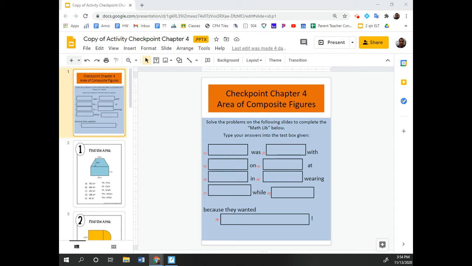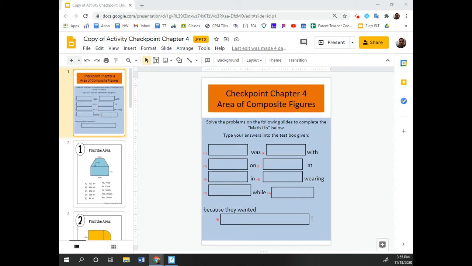Last Monday we did some basic area and perimeter of some general shapes. Today we're going to take it up a notch, to the next level, and this involves finding area of what's called composite figures. Composite means when you combine several things. And so we're going to do this activity.